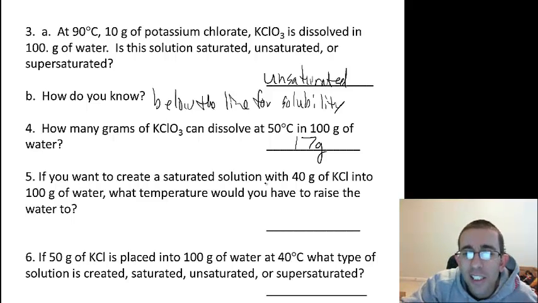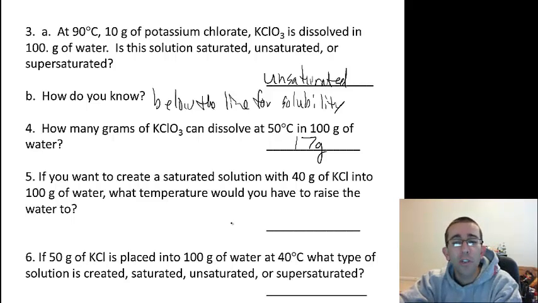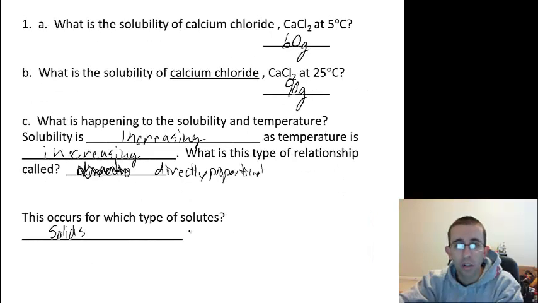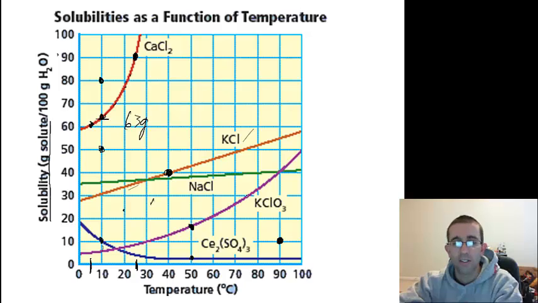All right, if you want to create a saturated solution with 40 grams of KCl into 100 grams of water, what temperature would you need to raise the water to? All right, 40 grams of KCl into 100 grams of water. At what temperature do we want to make a saturated solution? So we're going to go 40 grams. We're going to trace it over until it hits, boom, KCl. It's my orange line here. So what temperature do I need to dissolve this at? Boom, 40 degrees Celsius.